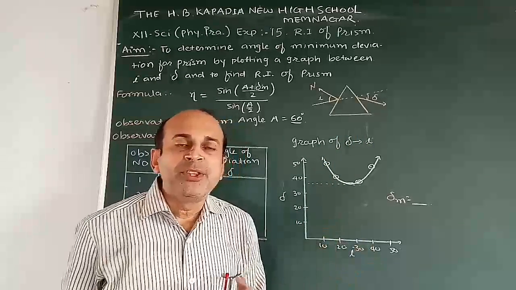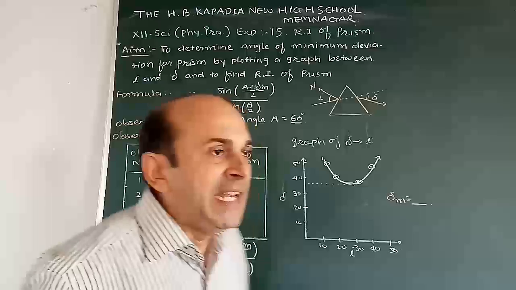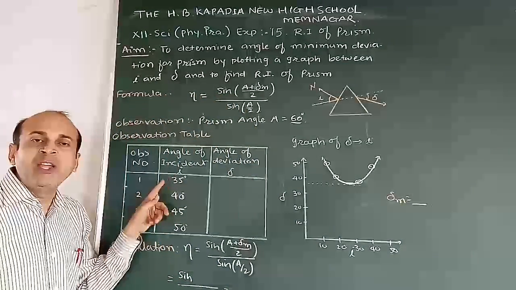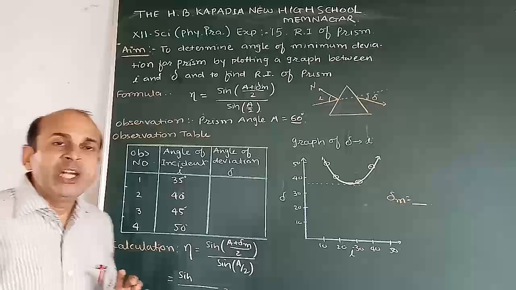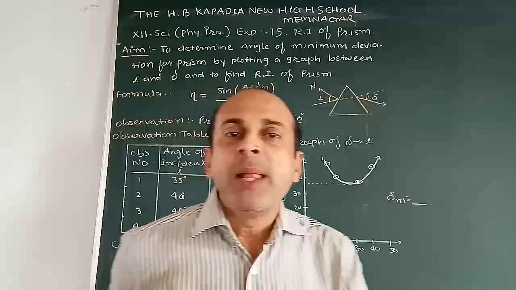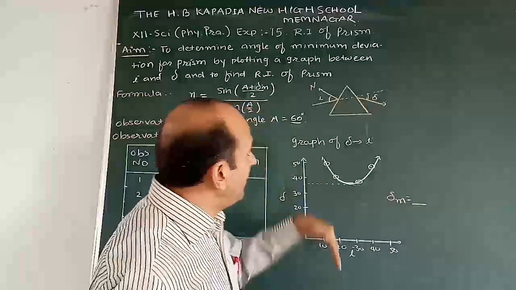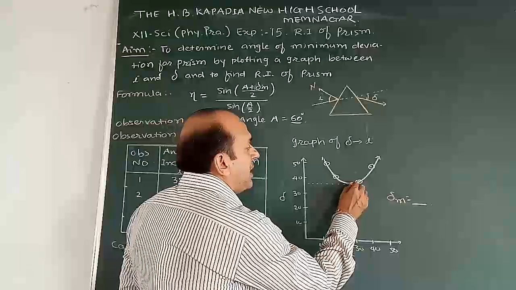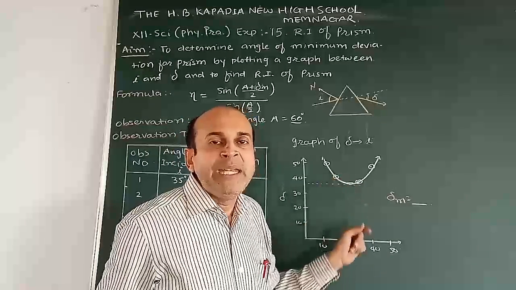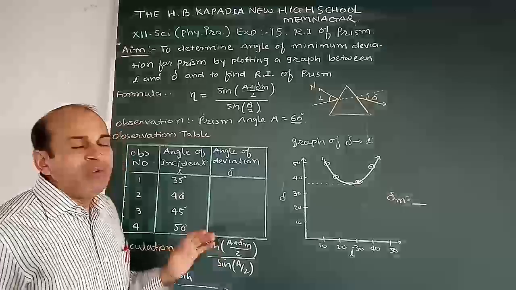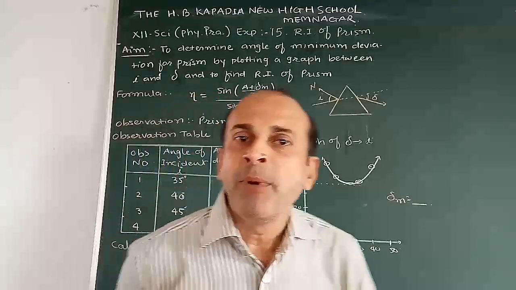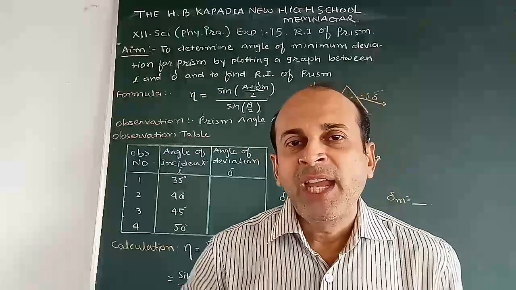Let me decide four different values of the incident angle: 35, 40, 45 and 50. For that let me find the angle of deviation. Then we will plot the graph. Where the graph turns, that point is called the minimum deviation angle. When we substitute it in the formula, you will get the refractive index of the prism. Let me start the experiment.